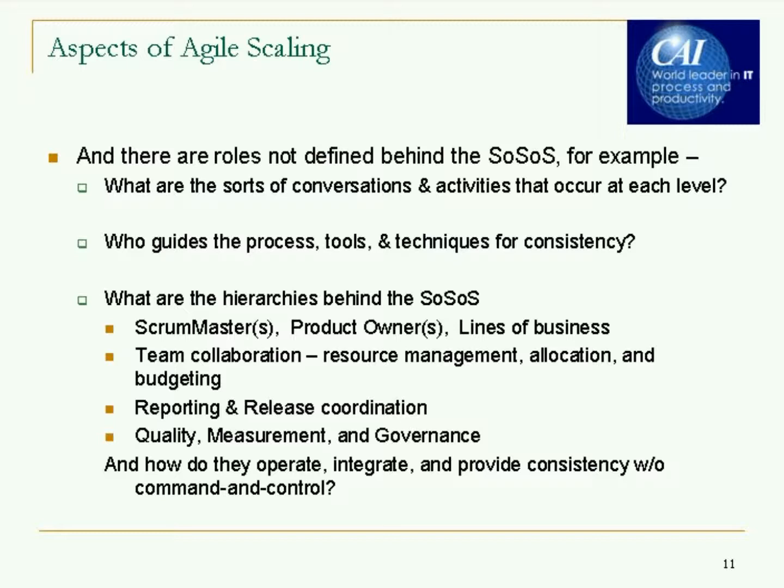There are roles not defined behind the Scrum of Scrums. The Scrum guidance is intentionally light in the literature, and there's not a lot of guidance out there. So it's up to each enterprise team to figure it out on their own and define it. So the things that aren't there are Scrum Masters. There's an organization of Scrum Masters. I mean, in that previous picture, there were sets of 9 Scrum Masters. Clearly, they weren't all at the same level of performance, so there are probably more senior Scrum Masters. There's a hierarchy of product owners. There's a hierarchy of lines of business. There's team management and reporting and release coordination that has to happen behind there. There may be external or functional organizations, quality measurement and governance going on.